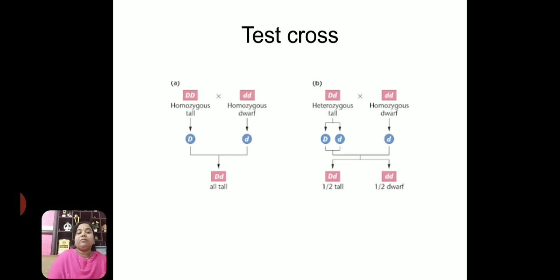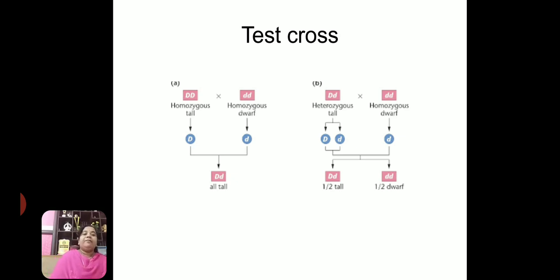Since in the test cross we get one tall and one dwarf, we can show that in the F1 there is a recessive gene, because an allele from one parent and another allele from the other parent has to come in the hybrid. Since there is one small d in the F1, only then do we get an offspring which is dwarf in the F2.